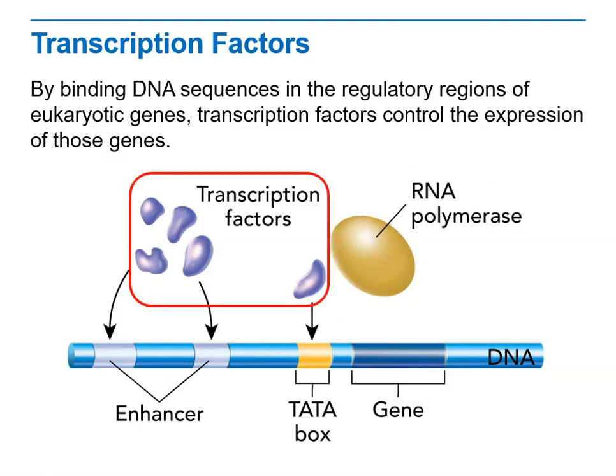Some transcription factors enhance transcription by opening up tightly packed chromatin. The chromatin is the material that makes up the chromosomes. So the DNA gets wrapped around these proteins and it's very tightly packed, which can make it difficult to transcribe. So these transcription factors will open it up and make it easier to read. Other transcription factors help attract RNA polymerase. Still others block access to certain genes, much like prokaryotic repressor proteins.